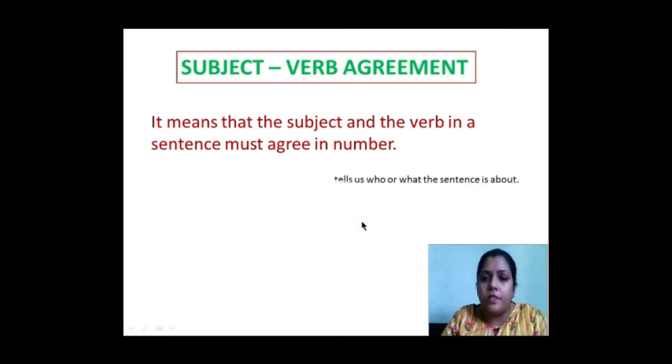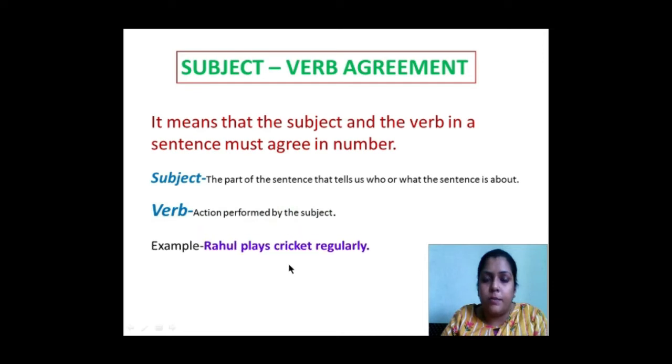For a quick reference, let us read this. Subject is the part of the sentence that tells us who or what the sentence is about, and the verb is the action performed by the subject. Let us look at this example.